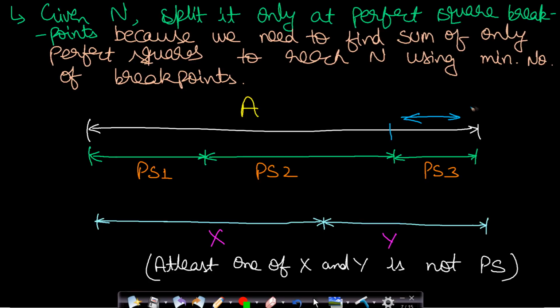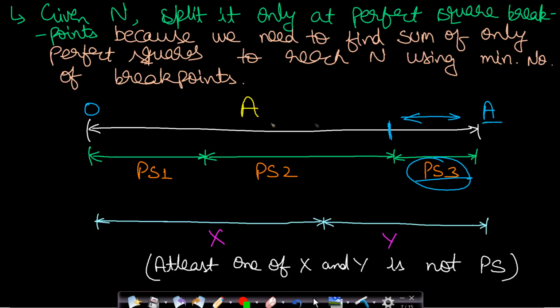Let us say I will move from the right hand side. Let us say this is a and this is 0. Now where should I break? Let us say I break at this point. Then whatever the value is, this PS3 should be a perfect square. Otherwise I cannot put a breakpoint here, because the question says that we need to get this sum a using the sum of perfect squares. So we cannot just break at any point.